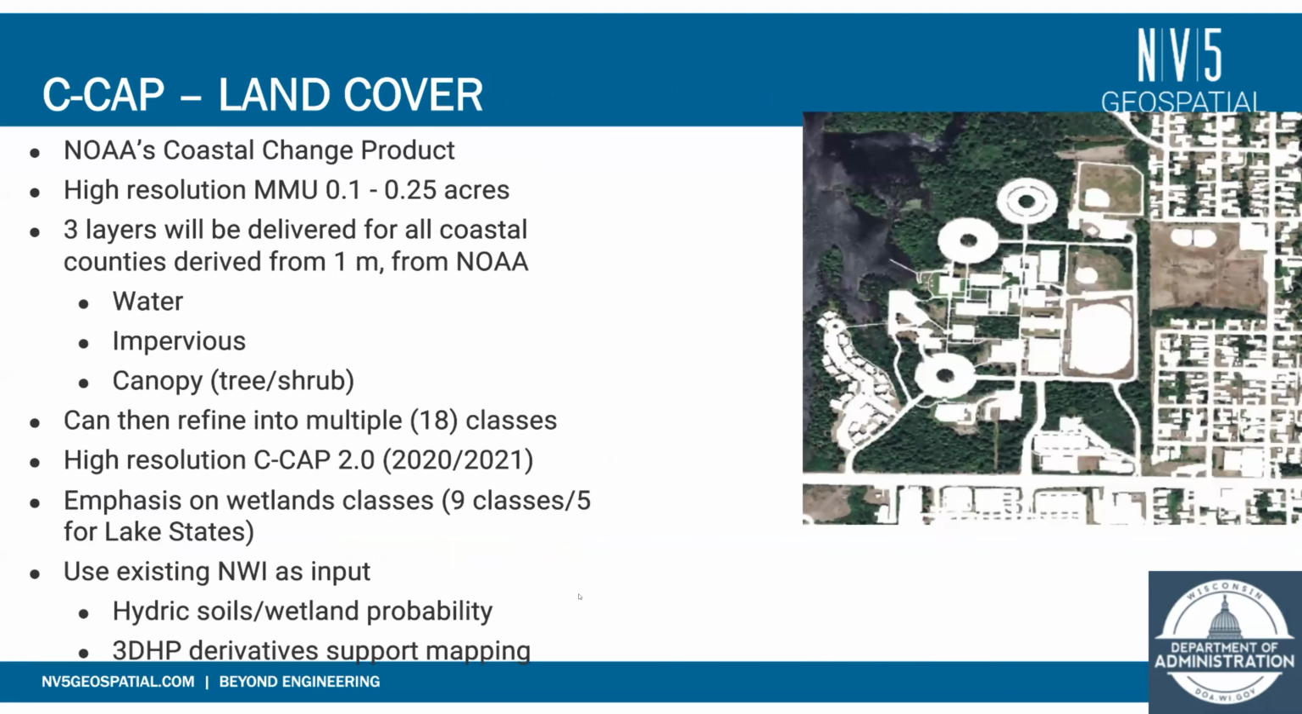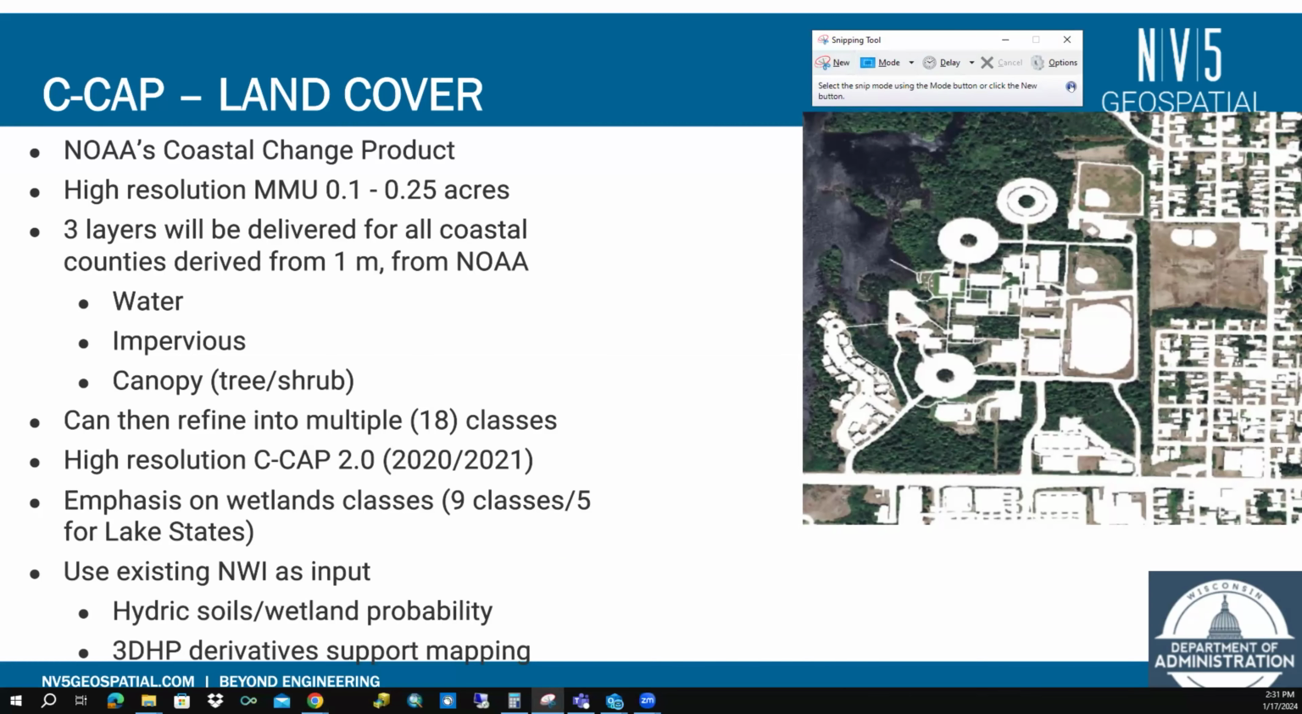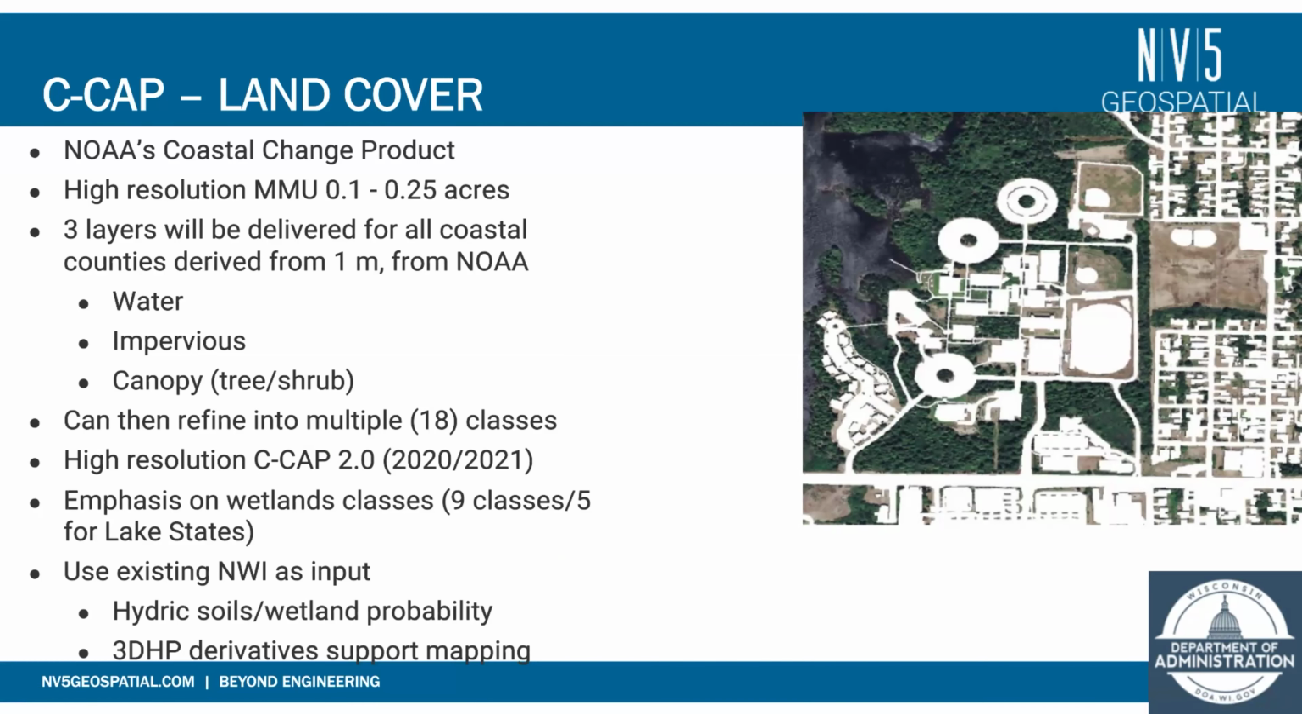So many of you may be familiar with CCAP, or the Coastal Change Analysis Program. This data set has existed alongside the National Land Cover data set for many decades. It is moving, or has moved, to a higher resolution where it's based off the NAIP imagery. So the source data is leaf-on 60 centimeter data. The data set is a raster data set. There are 3 data layers for the coastal regions that have been developed and are being distributed by NOAA. One is a water layer, second one is an impervious layer, and the third one is a canopy divided into tree and shrub layers. So those data sets have already been produced and are available for the coastal zone.